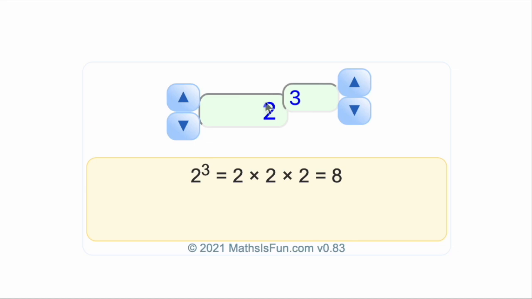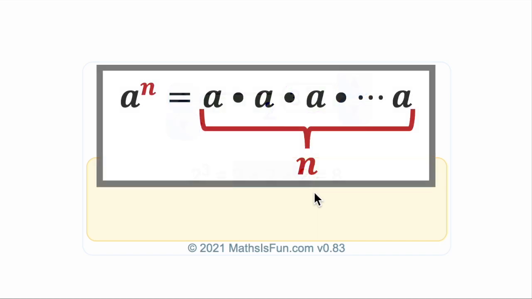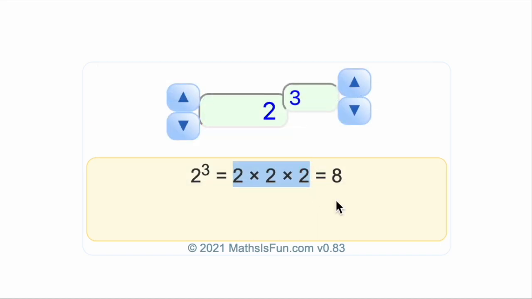Here we have a base of 2 and an exponent of 3. We say that this is 2 cubed, or 2 to the power 3. The expanded version of 2 cubed is 2 times 2 times 2, and this is what repeated multiplication looks like. The value of 2 cubed is 8. 8, written as a power of 2, is 2 cubed.